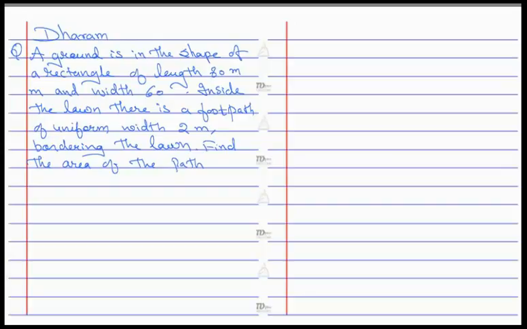Hello, I am Dharam. The question is: a ground is in the shape of a rectangle of length 80 meters and width 60 meters. Outside the lawn there is a footpath of uniform width 2 meters bordering the lawn. Find the area of the path. Solution.